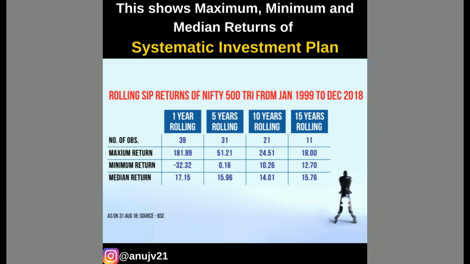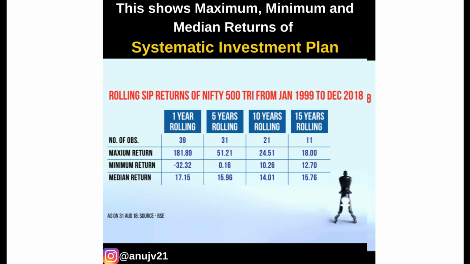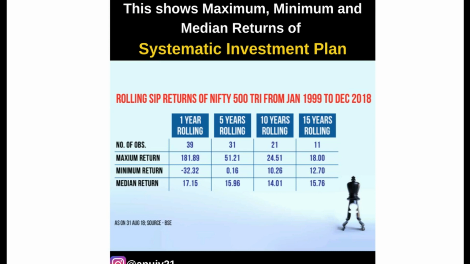This image shows the data of the past 19 years. We can clearly see the minimum, maximum and median returns of systematic investment plans. Here we have analyzed very detailed data, which is a rolling SIP return. We have considered January to December, so technically our financial year starts in January and ends in December as per our investment objective. For 1 year rolling return, from the data we can see 39 observations we have taken.